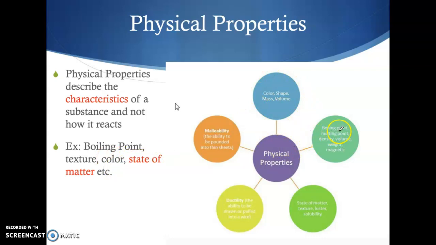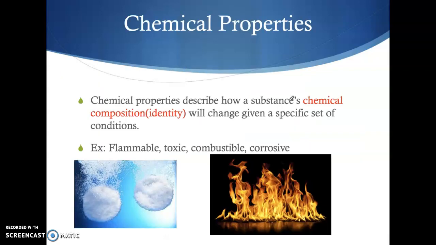These are other physical properties over here: melting point, density, volume, weight, if it's magnetic, state of matter, texture, luster, solubility, and so forth. These are the things that describe how a substance is, not what it will do under certain situations. Now, chemical changes describe how a substance's chemical composition or its identity will change under a specific set of conditions. Example would be flammable, toxic, corrosive, that type of thing.